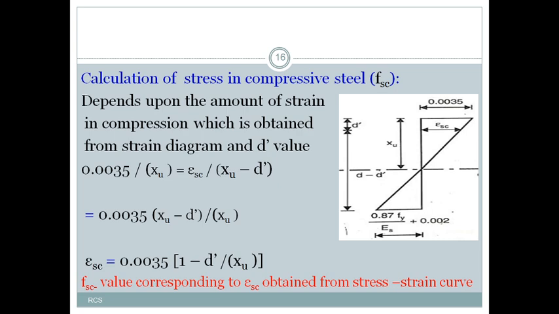So there is no calculation I discussed so far, but that can be calculated. That is calculation of stress in compressive steel that can be calculated from strain diagram. It depends upon the strain in compression, which can be obtained from strain diagram and d dash value. So if you observe, this is the strain diagram corresponding to doubly reinforced section. So this is ESC, it is a strain corresponding to the compression reinforcement.